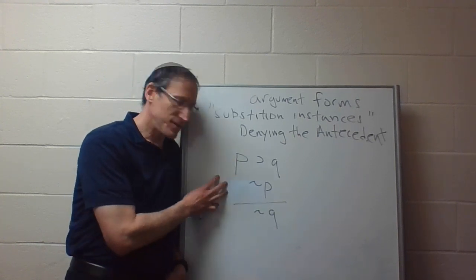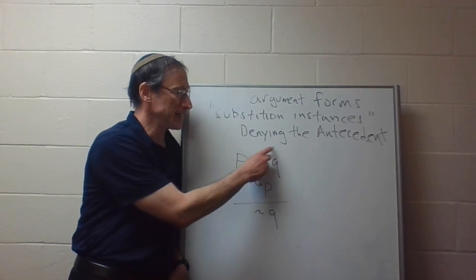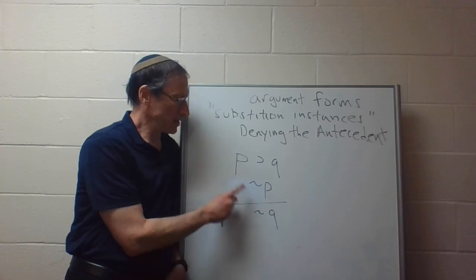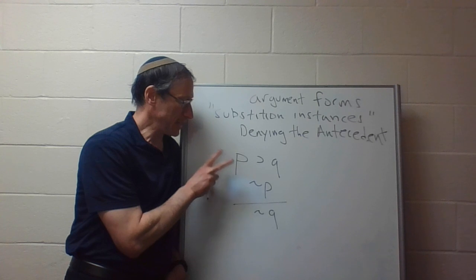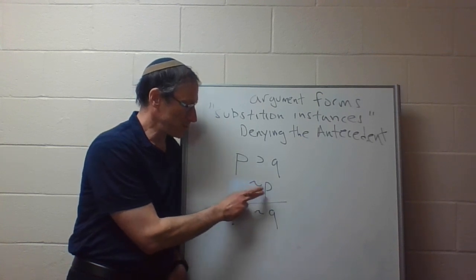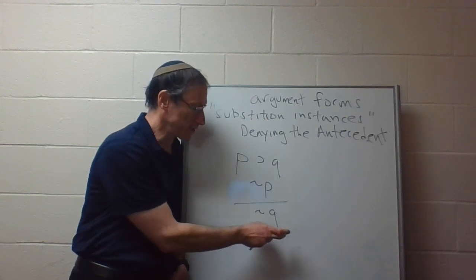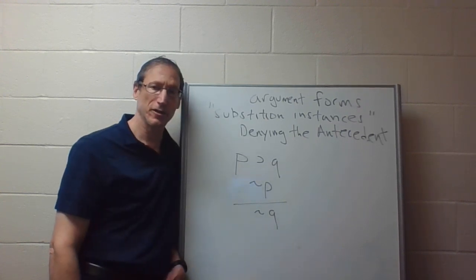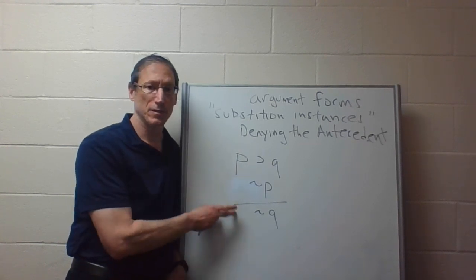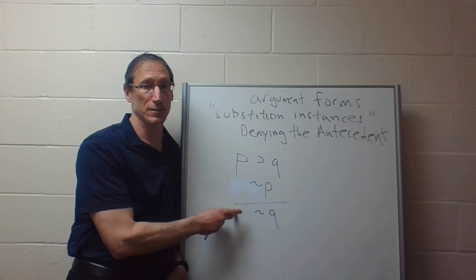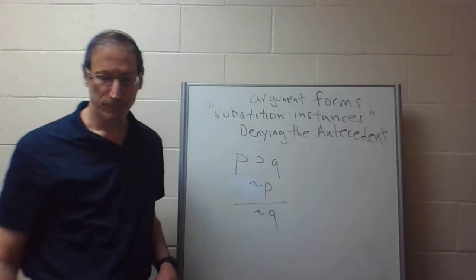So this is actually an invalid argument form. It's called denying the antecedent. You have a horseshoe. The second premise, again, the order of the premises doesn't really matter, but you have a negation of the antecedent, and you're trying to infer a negation of the consequent. This is an invalid argument form, and any argument in the world which is a substitution instance of this pattern is going to be an invalid argument.